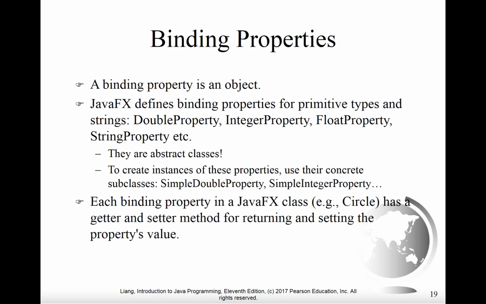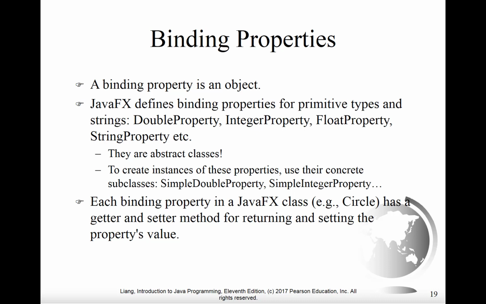Graphics objects in JavaFX have properties associated with them. For example, the circle is a graphics object, and we saw some of the properties that it has associated with it, namely the XY coordinates of its center. It turns out that a binding property itself is an object, and in JavaFX binding properties are defined for all primitive types and for strings, called double property, integer property, float property, and string property.